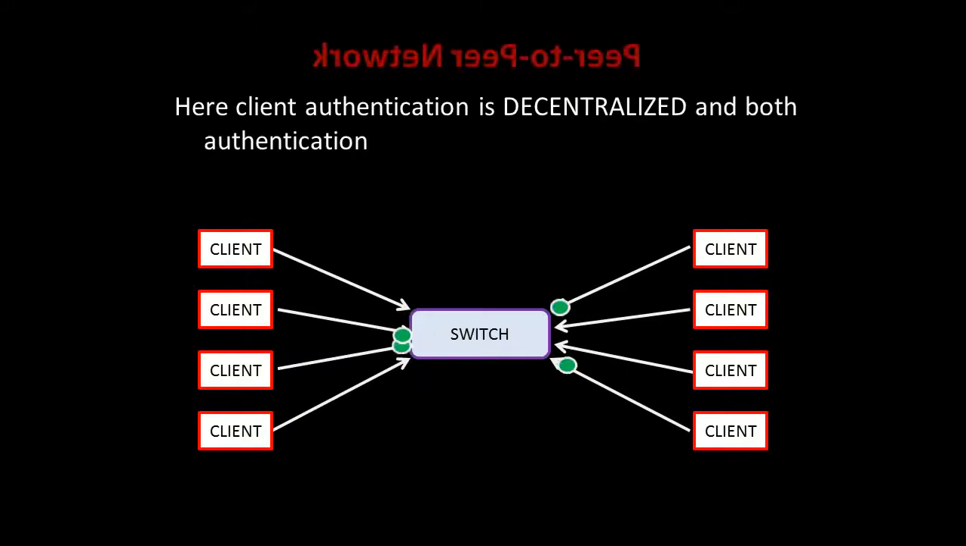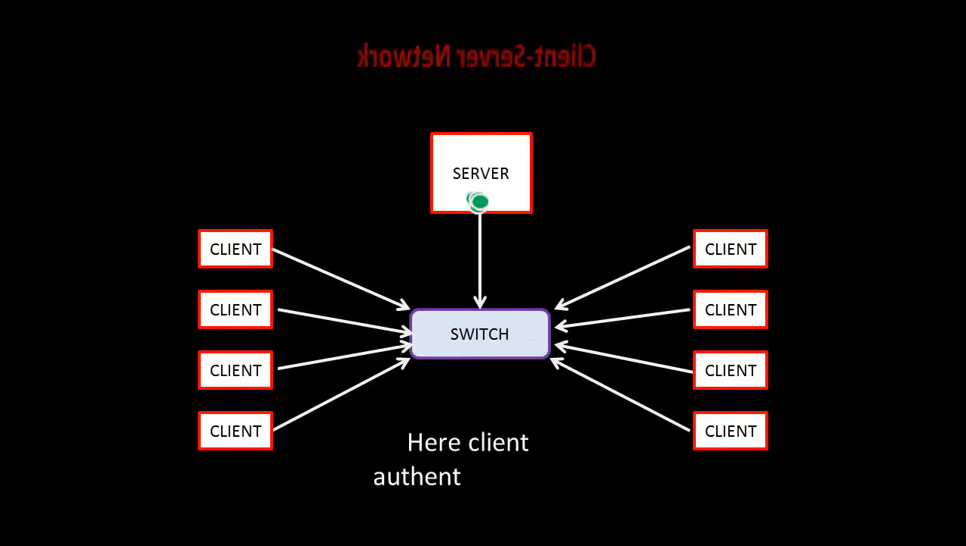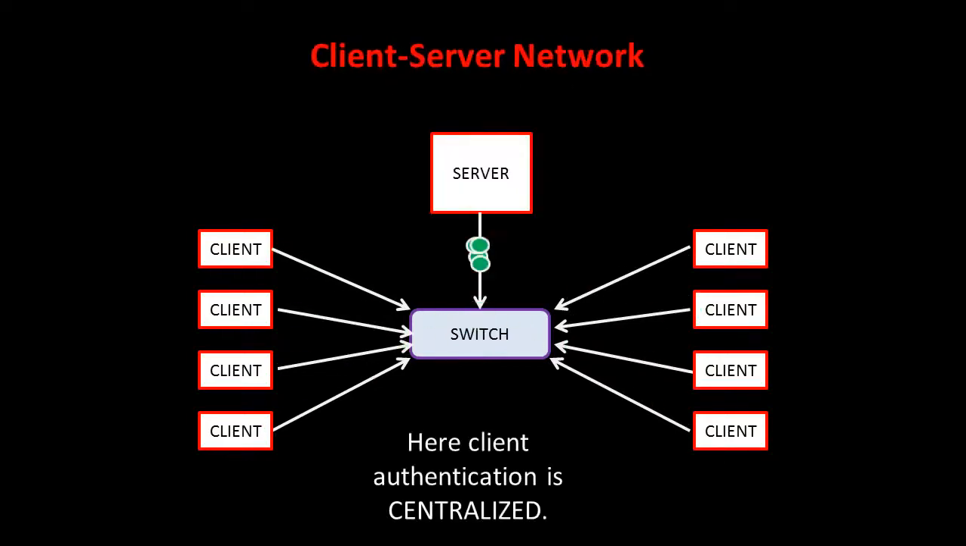This is an example of a peer-to-peer network. Here, client authentication is decentralized, and both authentication and access control are implemented separately and independently on each client. In contrast, on the client-server network, all authentication is centralized, such that every client authenticates and has access control through servers.